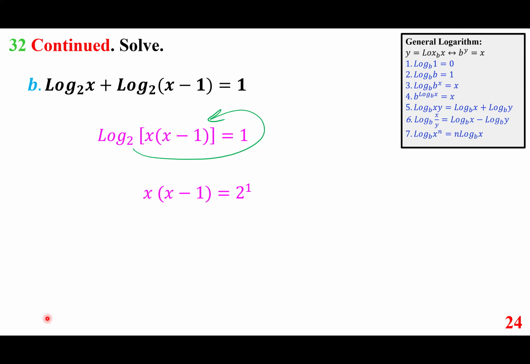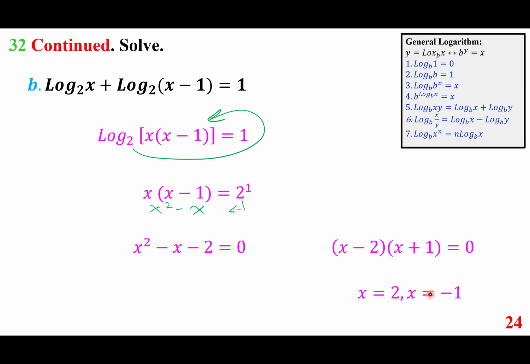This becomes x squared minus x. You move the 2, make it negative, and that's an easy factoring. You want two numbers. The product is negative 2. The sum is negative 1. So x minus 2 times x plus 1. So x is either 2 or negative 1.